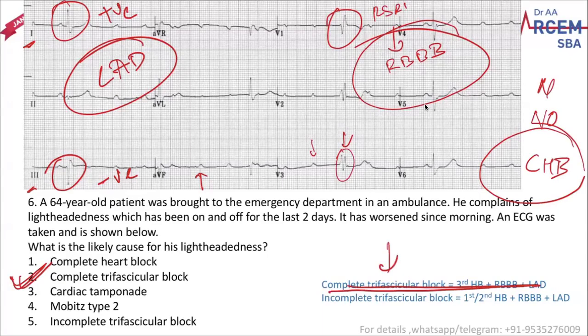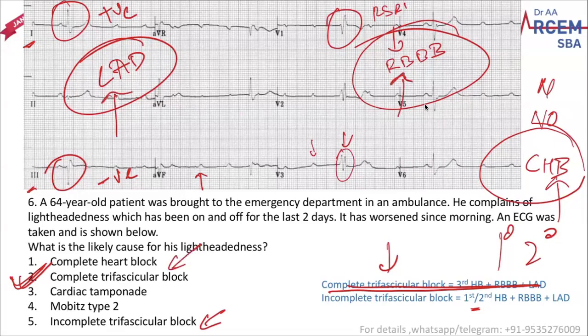To call it an incomplete trifascicular block, it has to be first or second degree. Instead of this complete heart block, it should have been a first degree or a second degree heart block to call it an incomplete trifascicular block. So what you are seeing in this ECG is suggestive of a complete trifascicular block. So never stop at a complete heart block. Look at the other features also. Two important features you need to look out for: one is the RBBB pattern, another is left axis deviation, whether they are present or absent. If both of these features are present, then you will call it a trifascicular block. Do not forget to check.